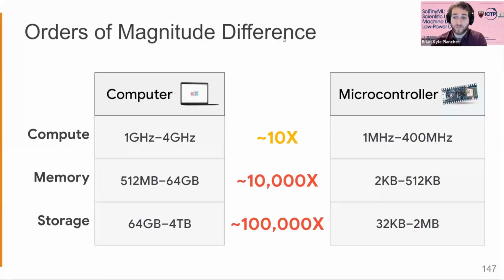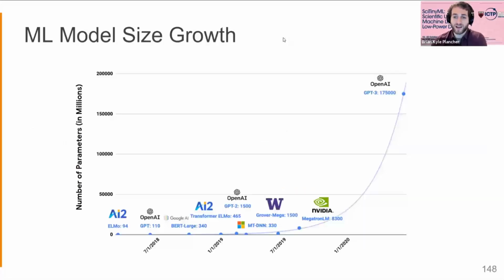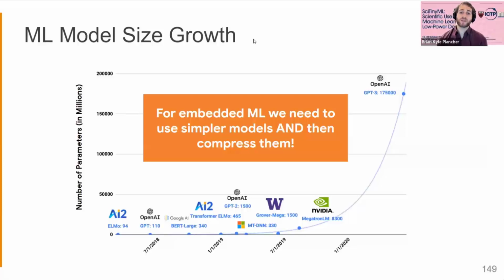This is particularly problematic because the size of AI models is exploding. GPT-3, which does general purpose language tasks, is huge. It has billions or trillions of parameters, so it'd be gigabytes on disk. For embedded systems, we need to use simpler models and compress them. We can't yet fit general purpose speech recognition on a microcontroller, but we can use a simpler model to tell apart a couple of keywords.